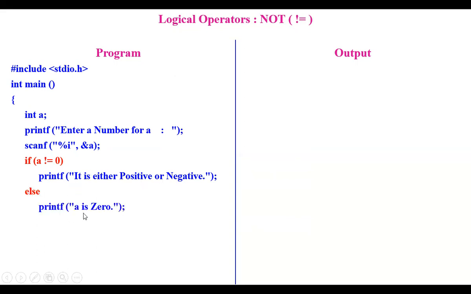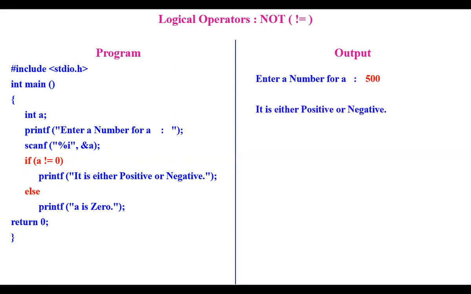Else, printf A is 0. So otherwise, it says 0. Clear? Now, compile and execute. Enter some value for A. I have given 500, and it says positive or negative. It doesn't know whether it is positive or not. So it is saying positive or negative.